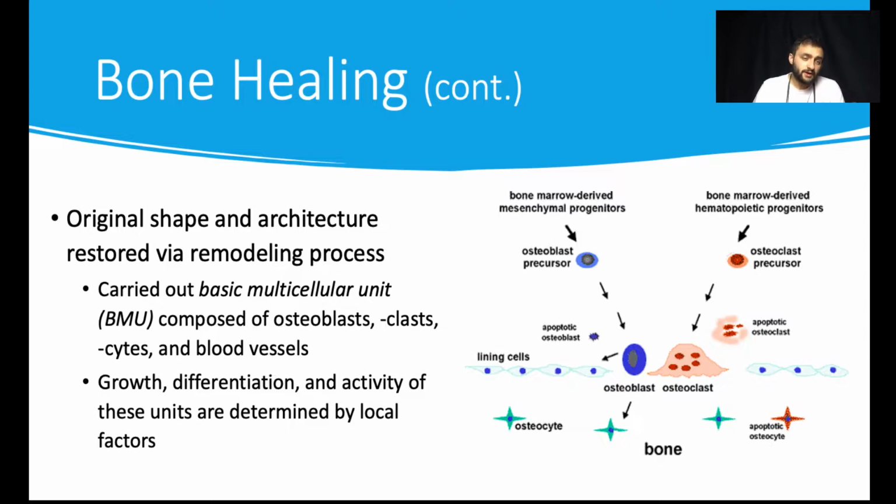So, carrying on with this idea, the original shape and architecture are going to be restored via the remodeling process. And what carries it out is the basic multicellular unit. And so the basic multicellular unit is essentially just a combination of osteoblasts, osteoclasts, osteocytes, and the blood vessels that bring all those cells and their precursors. And growth, differentiation, and activity of these units, these BMUs, are determined by local factors. So one thing that helps us understand the fate of these different cells is understanding their origin.